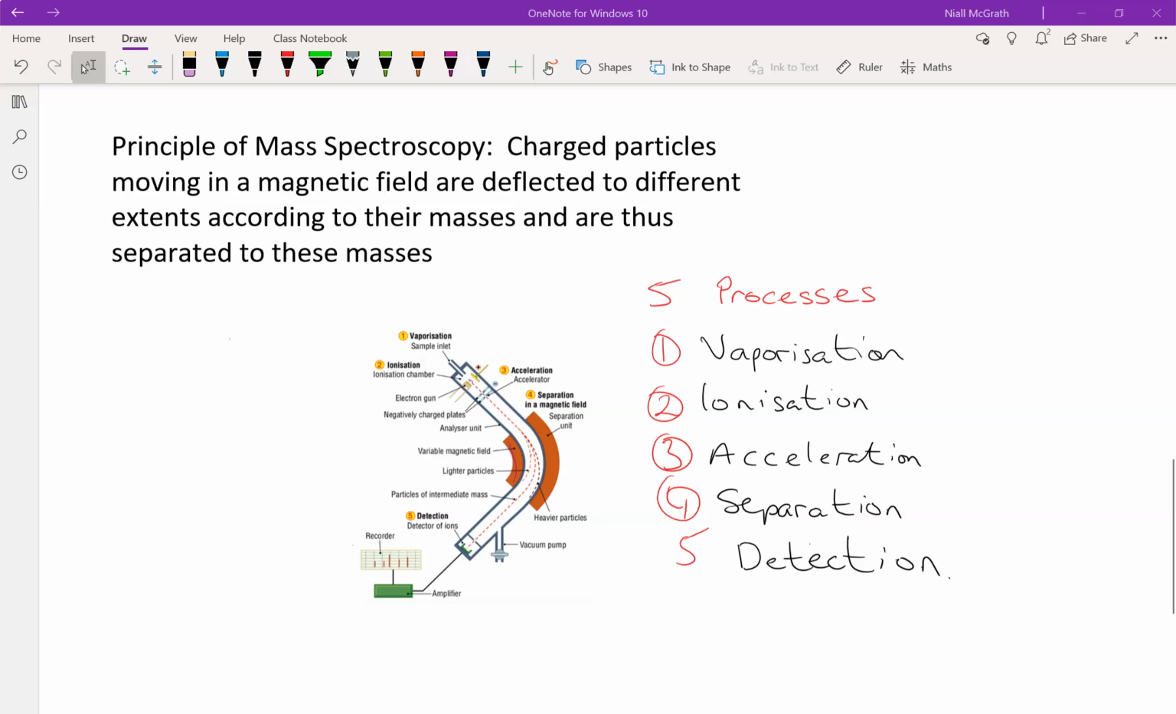In this video we're going to look at mass spectroscopy. The diagram there shows a simplified version of what we would see in a mass spectrometer. The reason we have these mass spectrometers is for identifying the different isotopes of elements and also finding their abundances.